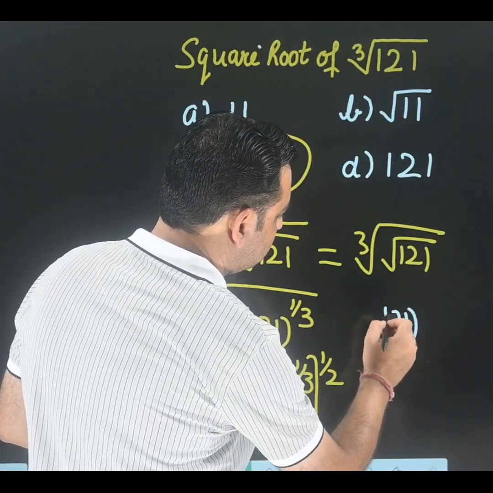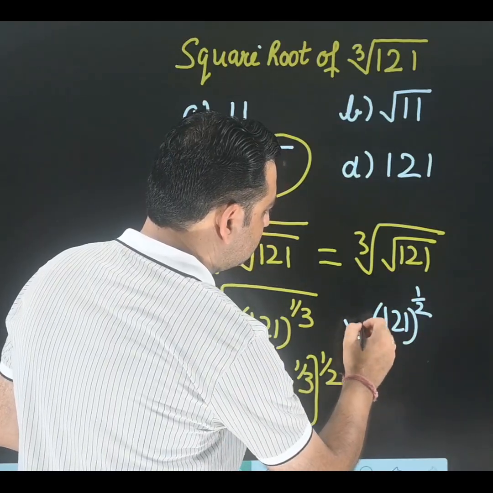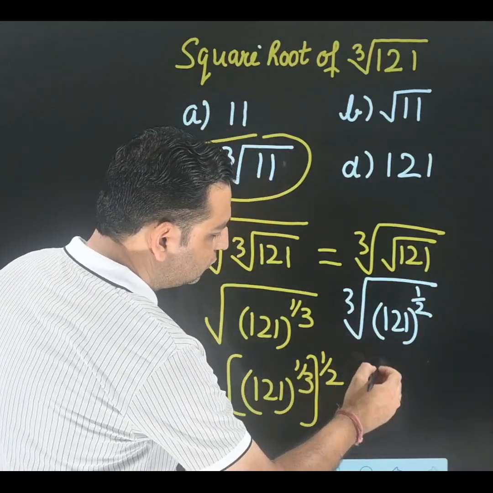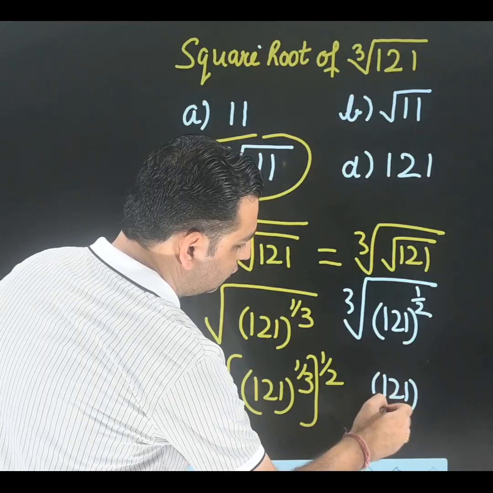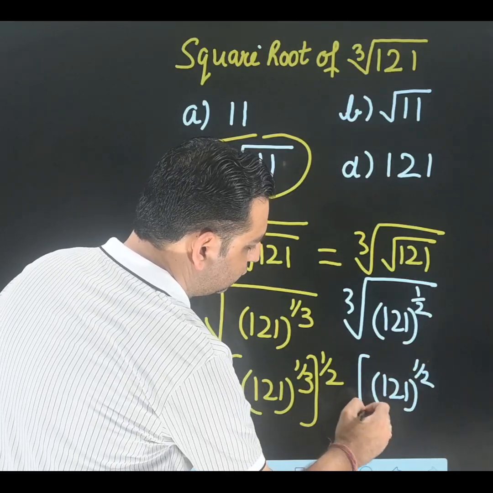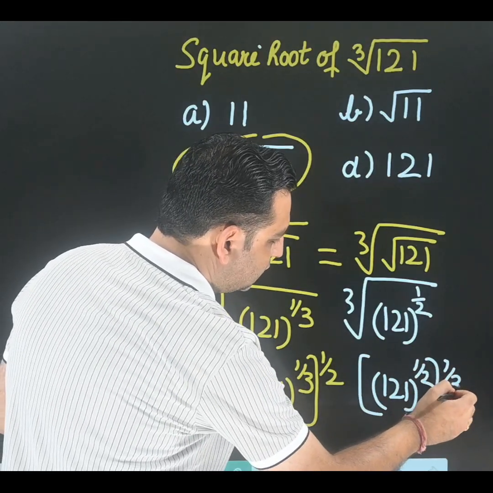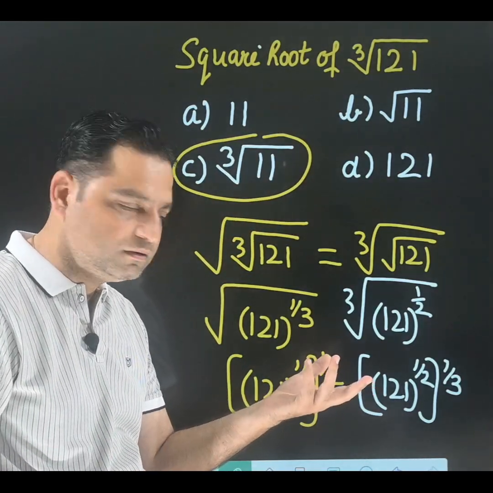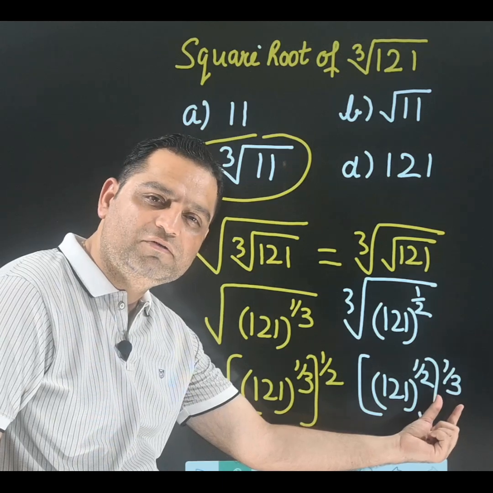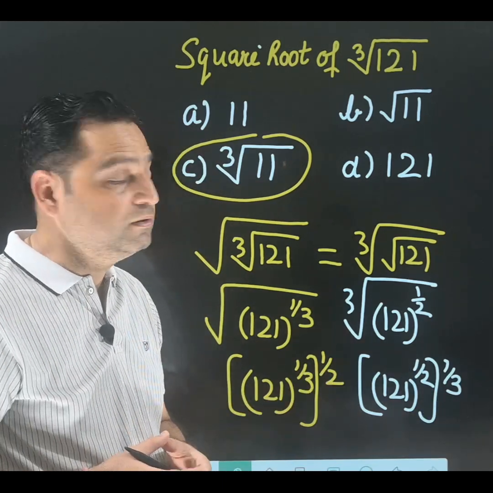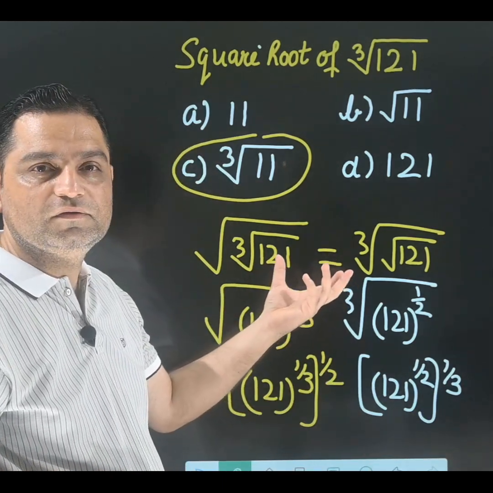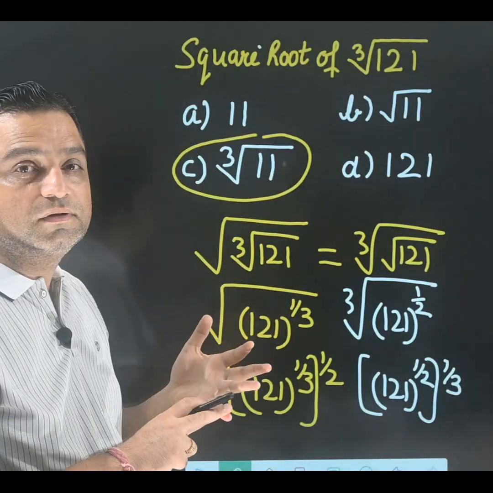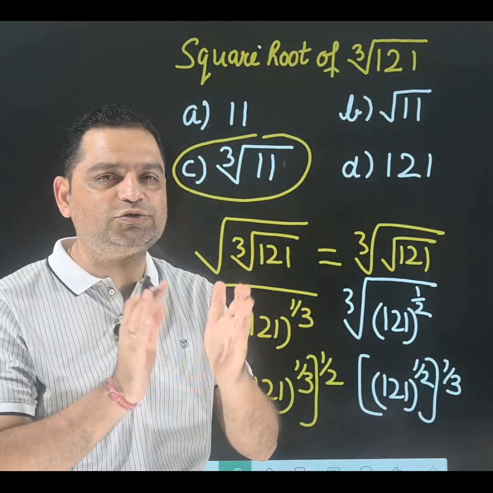Solve the right side. This is 121 to the power 1 over 2, and then the cube root is there. Now solve. Instead of cube root, I can write 1 over 3. Now you check, 1 over 3 multiplied with 1 over 2 is 1 over 6, right? And here also you get power 1 over 6. Both values are the same. Hence we get the same answer. So you can do it by shortcut also, but make sure in mathematics concept should be clear always.